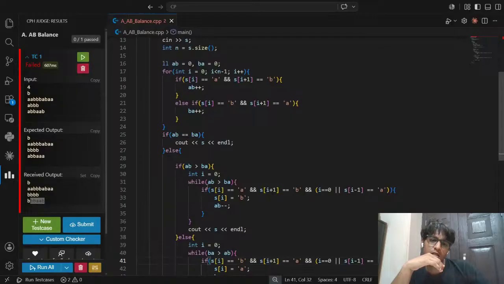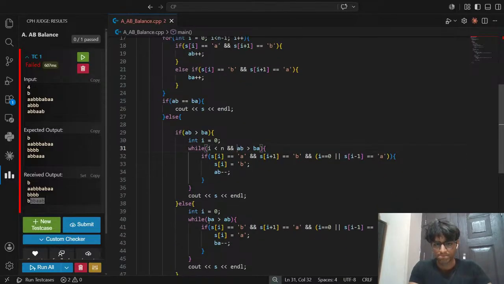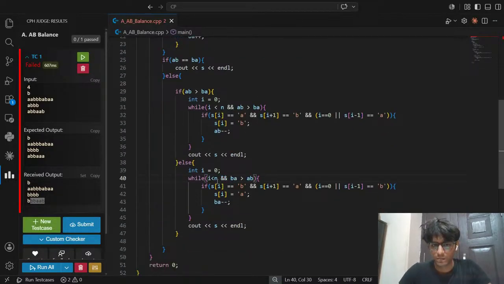Is there a case in which these values never get updated? i is less than n, and i is less than n minus 1 probably.